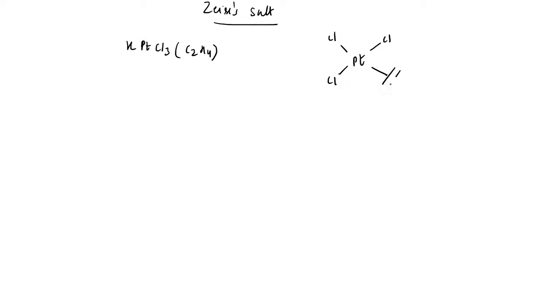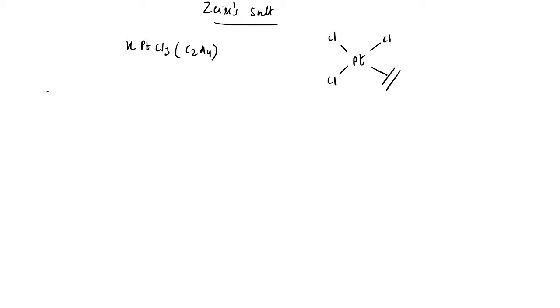So the question is basically about Zeise's salt. Okay, now what is the formula of Zeise's salt? This is the formula: K, platinum, Cl3, C2H4 ligand. Or the structure of Zeise's salt is platinum connected with three chlorine bonds and one double bond like this. Okay, so this is K platinum Cl3 C2H4. This is platinum, Cl, Cl and this particular bond.